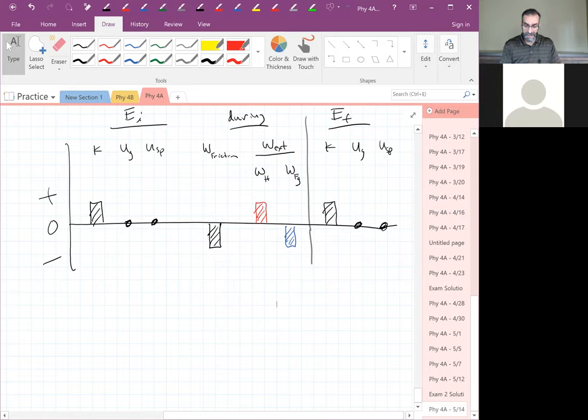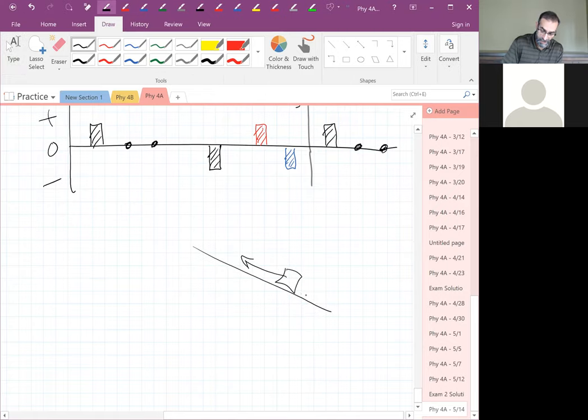Work done by gravity is negative because the box is going up the hill. The box is going up. What direction does gravity pull? Down, right? So we have 180 degrees here. Cosine of 180 is negative.